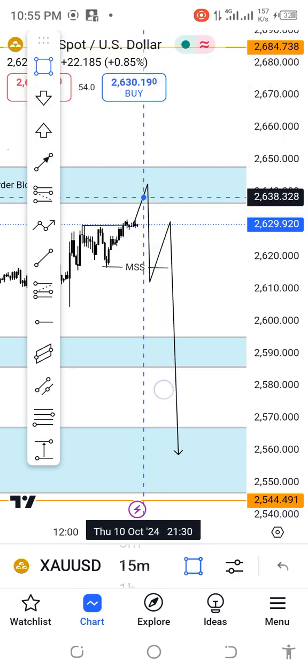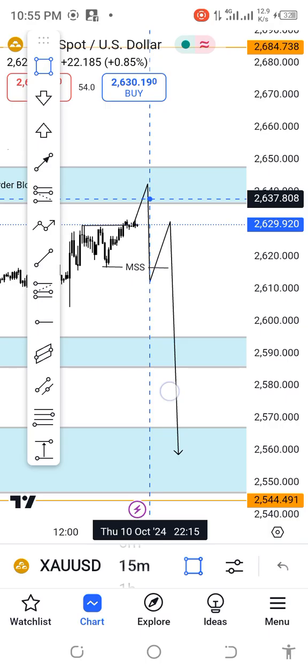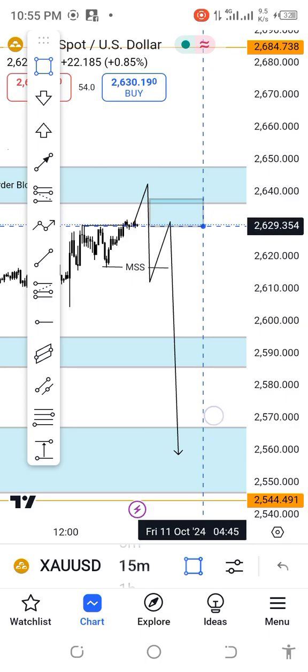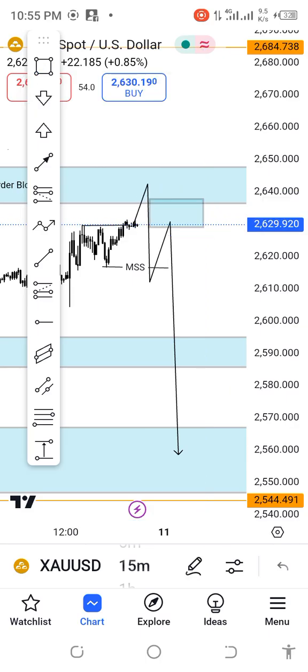We come to this same part here, we look for our fair value gap that is valid. Then we mark it. Are you seeing? And also mark our fair value gap. Please take note. We'll mark our fair value gap.